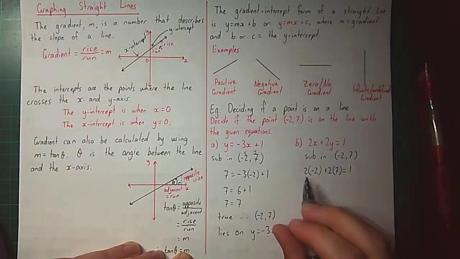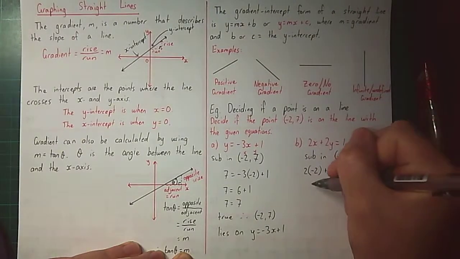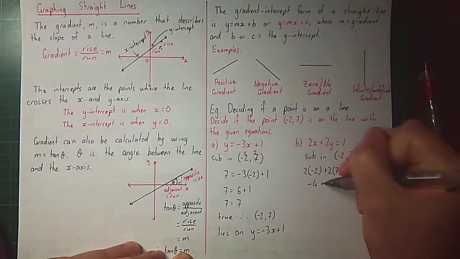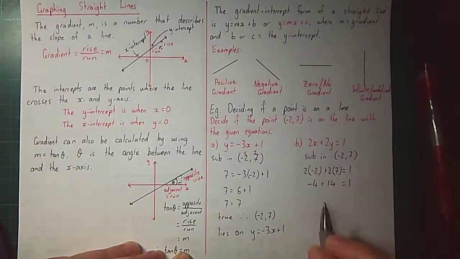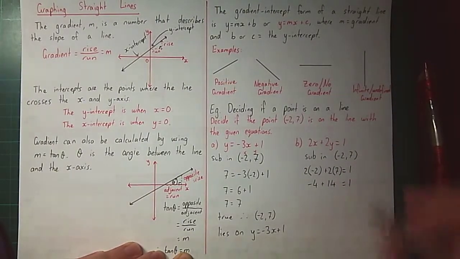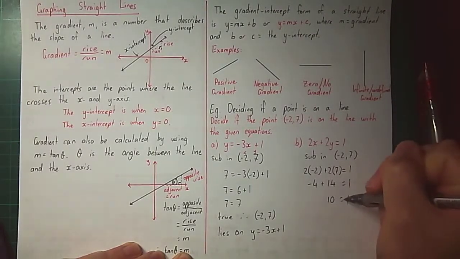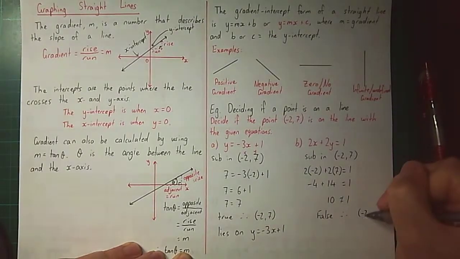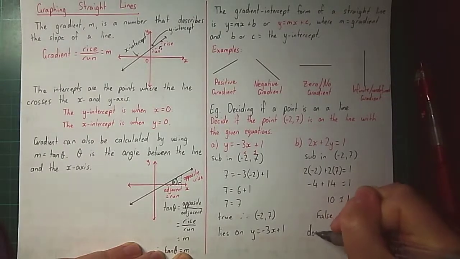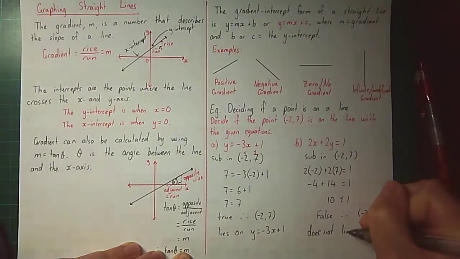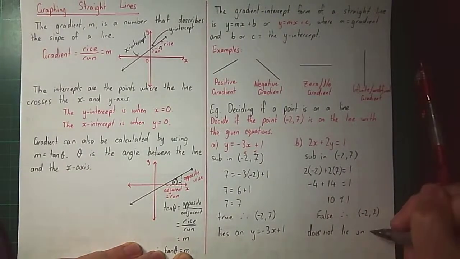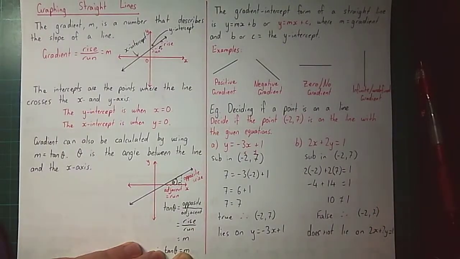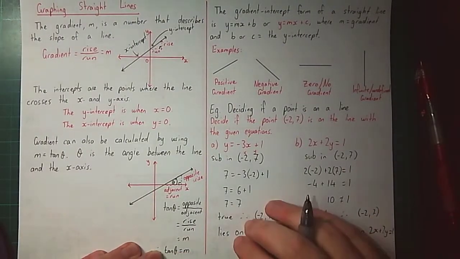Remember, brackets means multiply, so this is 2 times negative 2 is going to be negative 4, and 2 times 7 is going to be 14 equals 1. So we'll evaluate this. Negative 4 plus 14, that's going to be 10, equals 1. And we know that doesn't work, so that's false. Therefore, negative 2, 7 does not lie on 2x plus 2y equals 1. Okay, and that's the answer for that example.